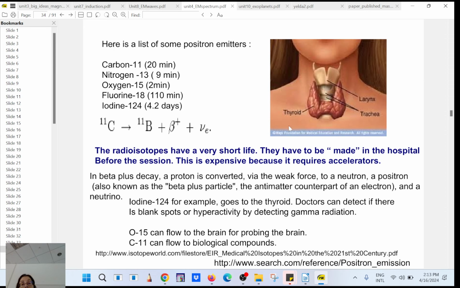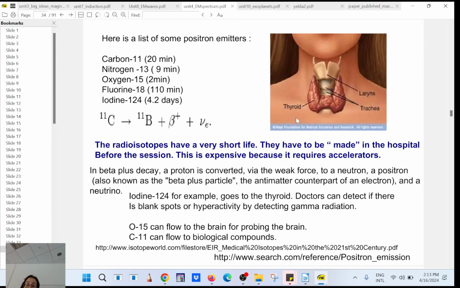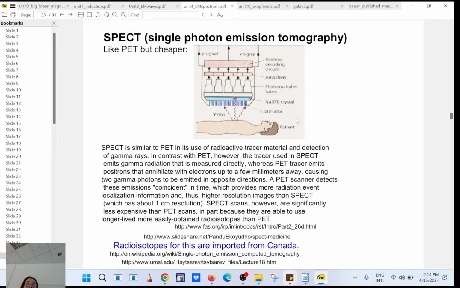I had a student about 2 years ago who was taking this class, and she told me she was working in a hospital and that's what they did. They did the PET scan of the thyroid. So if you work in a hospital, you need to be very good at handling those radioisotopes. I used to teach nuclear medicine students.